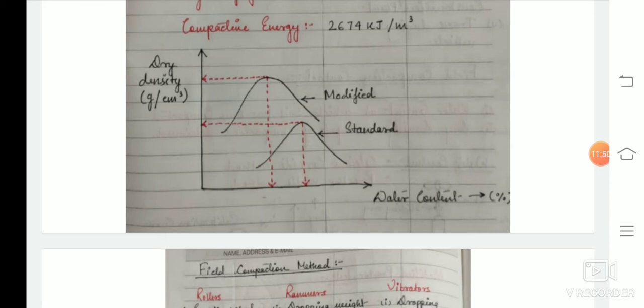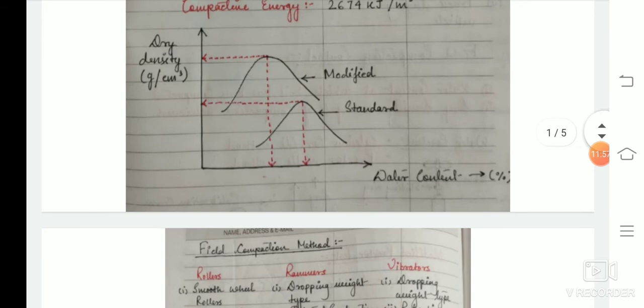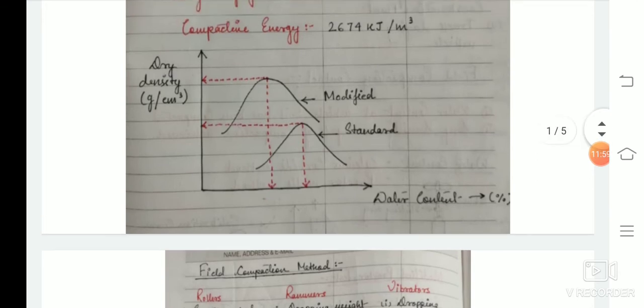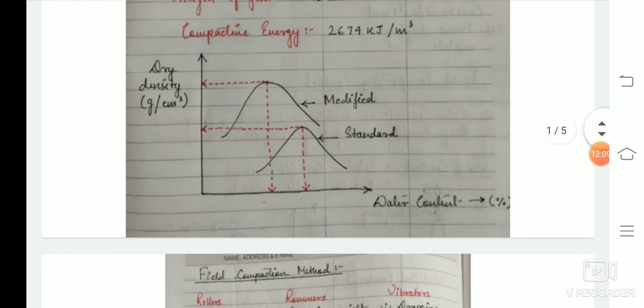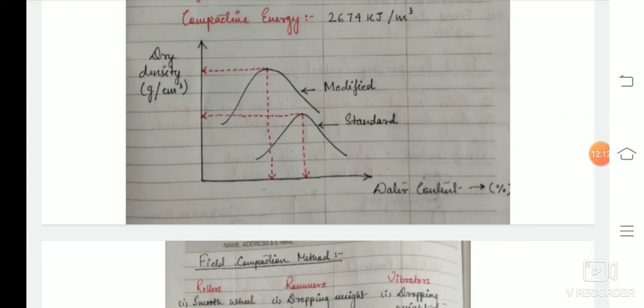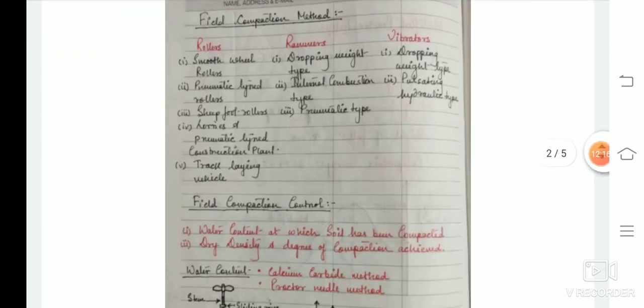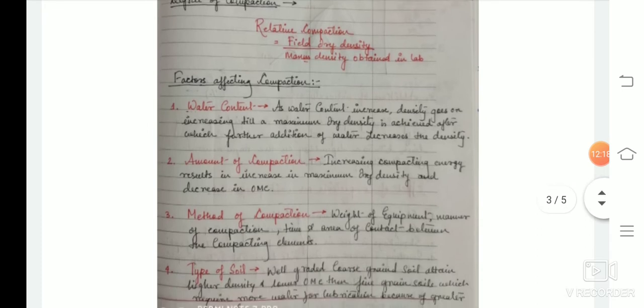As we increase the energy for the same type of soil, it can be seen that higher density is achieved for higher compactive energy than for lower compactive energy. By using higher compactive energy, we get more density at less water content, and if we use less compactive energy, we get less density at a higher moisture content. So this is the effect of compaction.